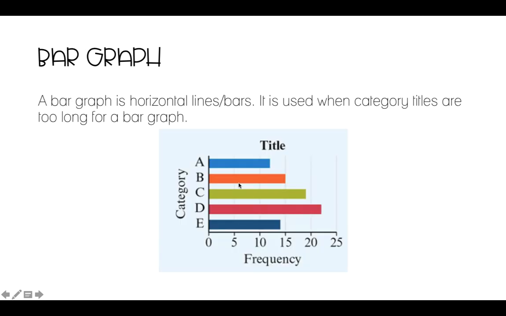Then we have bar graphs, which is similar to column graphs, except the bars run horizontally, and it's used when our categories are too long. So it's similar to a column graph, and we typically use a column graph, but if we have a lot of data or high frequency, we often will use a bar graph. Just a different way of representing the data.